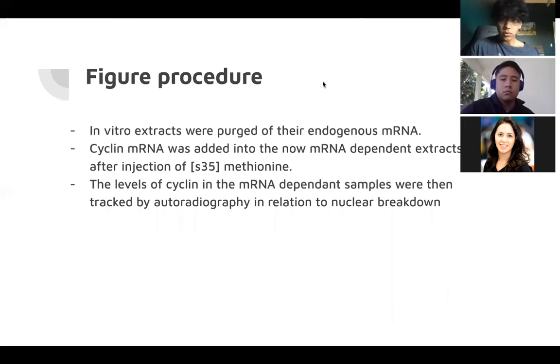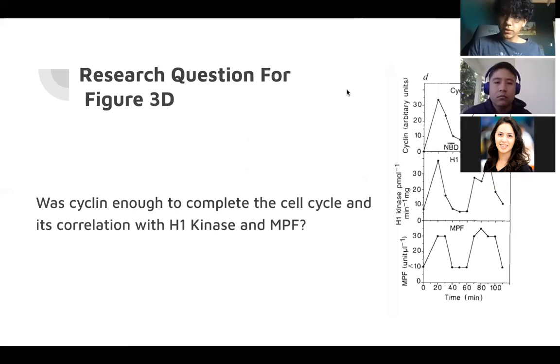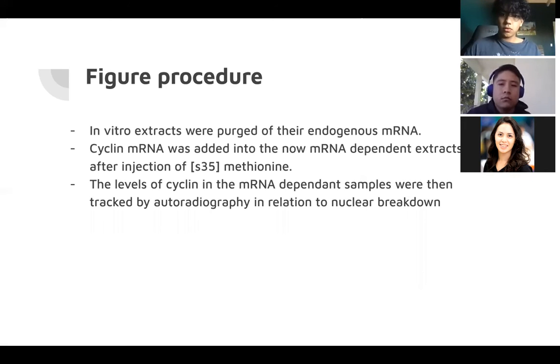So in order to do that, we took our extracts and like I said, we eliminated the endogenous DNA with the pancreatic mRNAs. Then we added that mRNA SYN that inhibited the pancreatic mRNAs from further decomposing any other, from further halting protein synthesis. And then we added the methionine, and we were able to gauge the presence of cyclin.